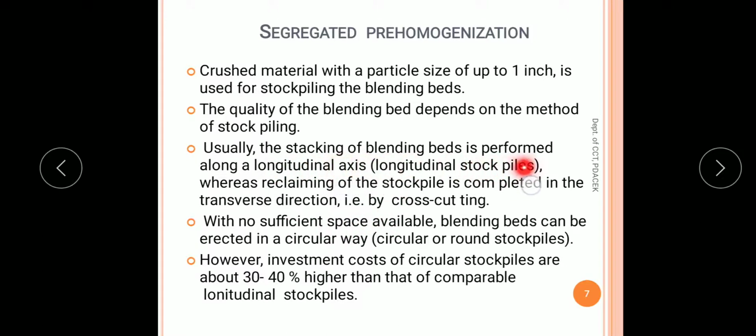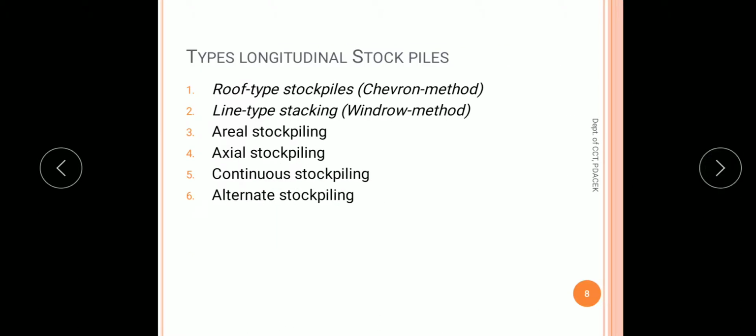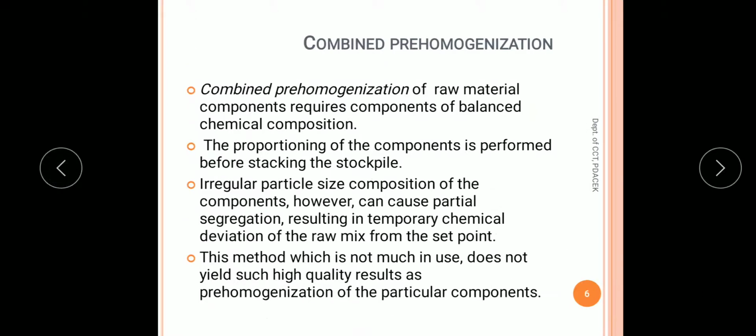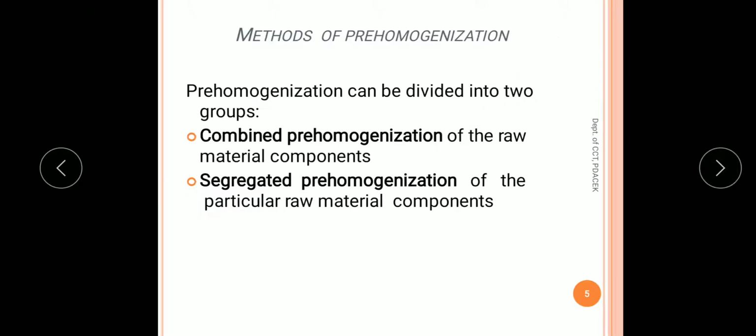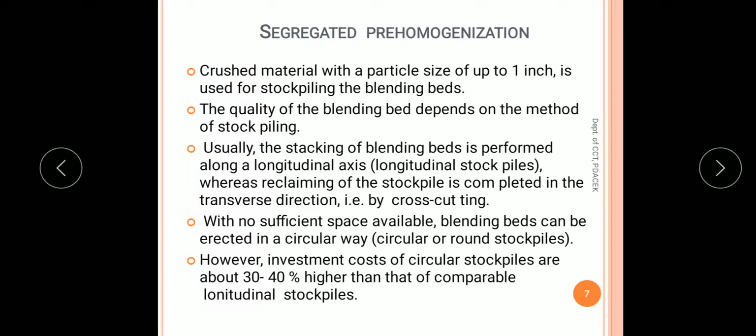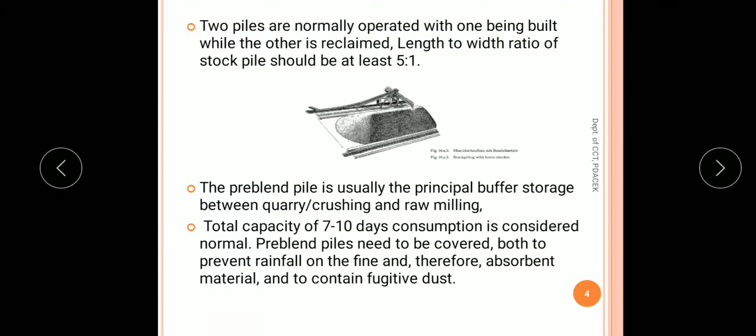Usually the stacking of the blending bed is performed along the longitudinal axis. Okay, you can see in the diagram, I think, one second. So you can see this is in longitudinal direction. This is called longitudinal stockpiling. Whereas reclaiming of the stockpile is completed in transverse direction, that is by cross cutting. You can see here the material is poured from here and this pile is made, and the reclaiming is done on this side.